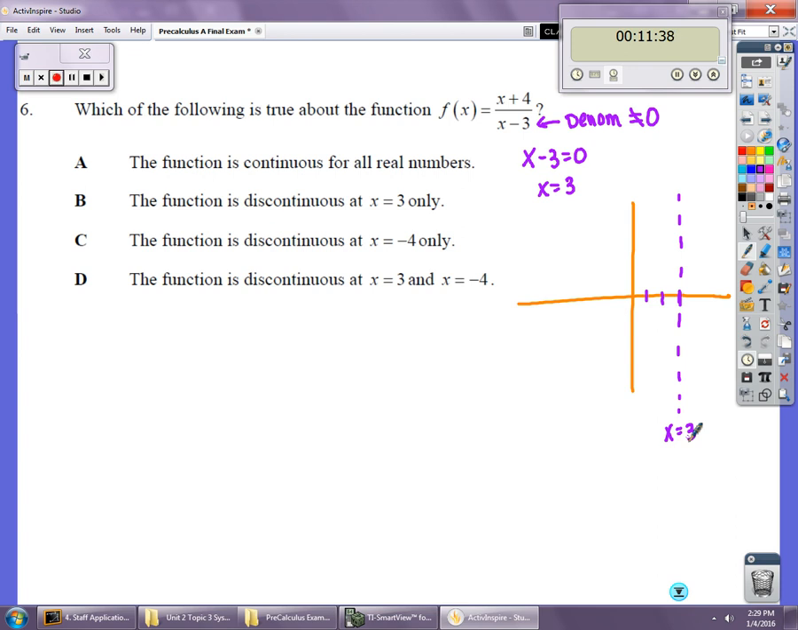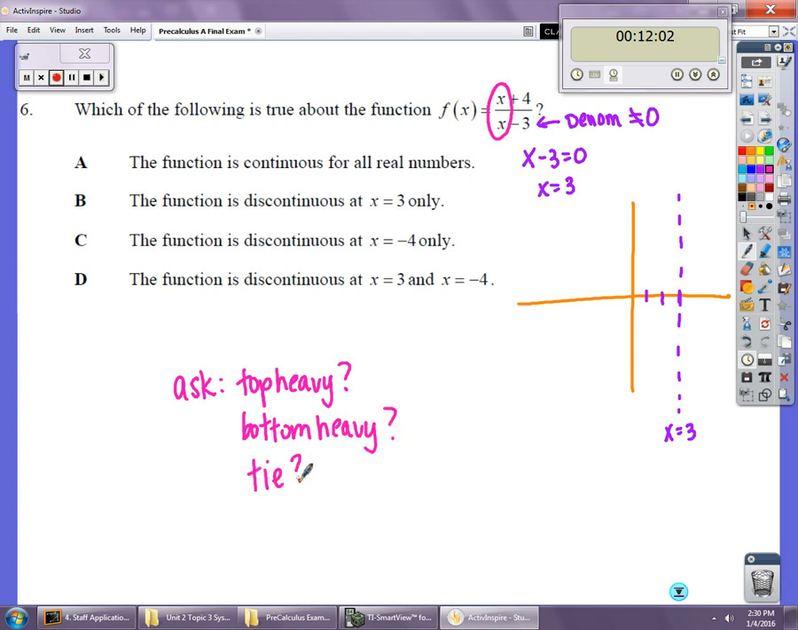This one will also have a horizontal asymptote. We're going to take into consideration whether it's top-heavy, bottom-heavy, or a tie. That was something that we talked about. You might want to ask yourself, top-heavy, bottom-heavy, or a tie. And in this one, it happens to be a tie, which means you're just going to use the coefficients of x.